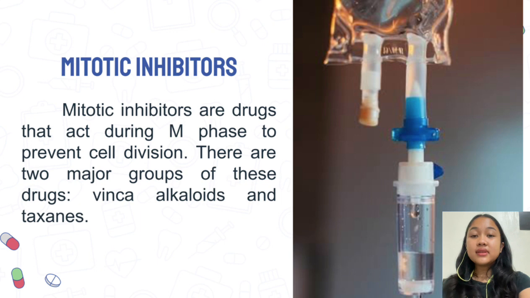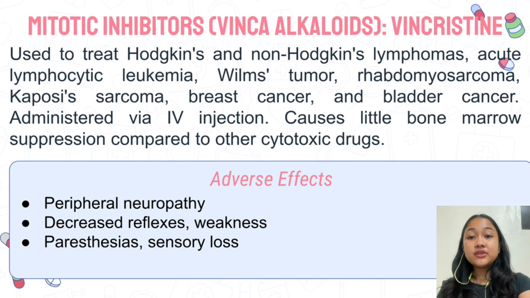Next are mitotic inhibitors. Just like their name suggests, they are drugs that act during M phase to prevent cell division. There are two major groups of these drugs, vinca alkaloids and taxanes. Vincristine is a vinca alkaloid used to treat Hodgkin's and non-Hodgkin's lymphomas, acute lymphocytic leukemia, Wilms tumor, rhabdomyosarcoma, Kaposi sarcoma, breast cancer, and bladder cancer. It is administered via IV injection and causes less bone marrow suppression compared to other cytotoxic drugs. Its adverse effects are peripheral neuropathy, decreased reflexes, weakness, paresthesias, and sensory loss.